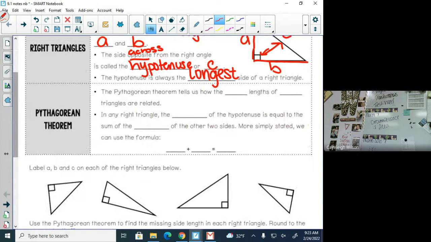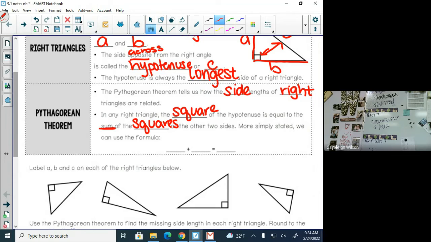All right, the Pythagorean theorem. They made this for us to be able to figure out what a missing side might be. So it tells us how the side lengths of right triangles are related. And in any right triangle, the square of the hypotenuse is equal to the sum of the squares of the other two sides.